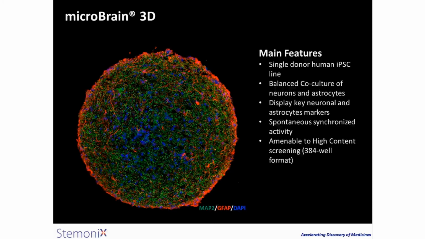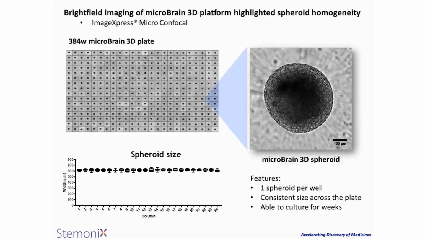We also observe spontaneous synchronized activity over time. So it's a sign of maturity of the system and connectivity between these neurons. And finally, we developed a platform that's amenable for high content screening. So all the platforms that we offer right now are in the 384 well format. On the left here, you can observe one cryosection of one of these microbrain spheres, highlighting the neurons in green as they stain for MAP2 and the astrocytes in red as they stain for GFAP.